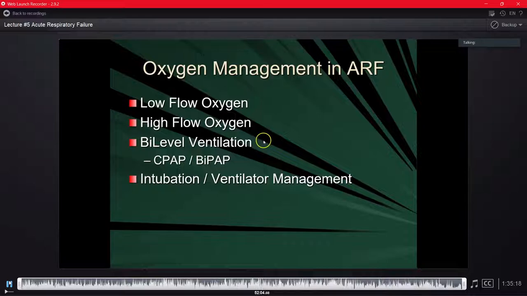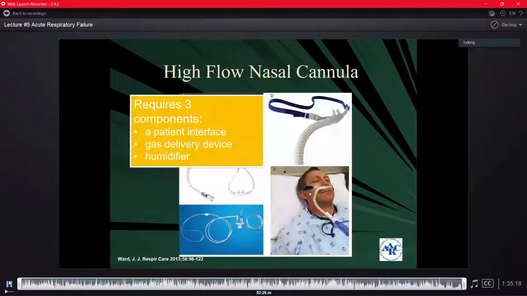If I had to give you the progression of oxygen management in ARF, with our COPDs, chronic bronchitis, emphysema, we would definitely start low: nasal cannula, venturi mask, simple mask, then graduate to a high flow mask, high flow nasal cannula, non-rebreathers. And then above that is our CPAP and BiPAP, which is right below intubation. And then we have our intubation and our full ventilatory management. We'll talk about that in just a second.